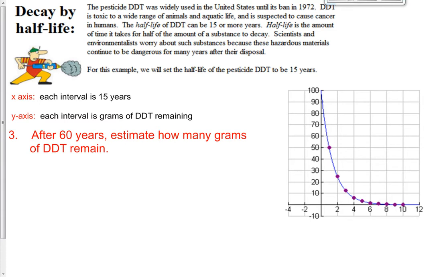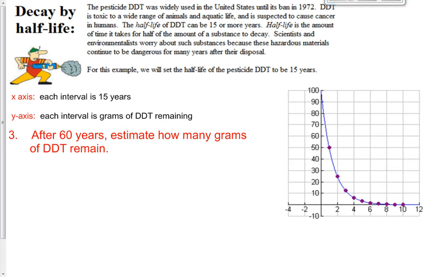The pesticide DDT was widely used in the United States until its ban in 1972. A pesticide is a chemical that they put in crops and in the ground to repel insects and other things that want to eat our crops. DDT was banned in 1972 because it was toxic to a wide range of animals and aquatic life, and it's also suspected to cause cancer in humans. So they didn't want to use this anymore as a pesticide.